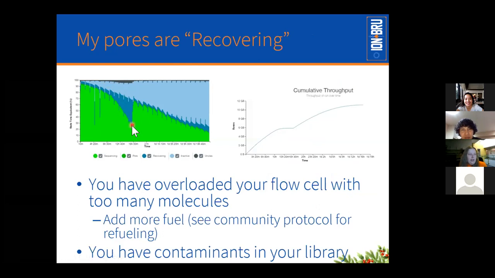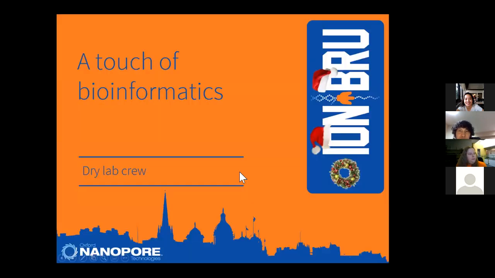So if you do see that, you can refuel your flow cell. There are instructions on the community website on how to refuel, and you see that it pretty much entirely recovers to where we expect after you refuel. And you can see the corresponding effect of the throughput stopping, basically it's stalling there, but it'll pick up again. If it looks even more of a plummet, if it just plummets to blue here, you might have a contaminant in your library that's damaging your pores.